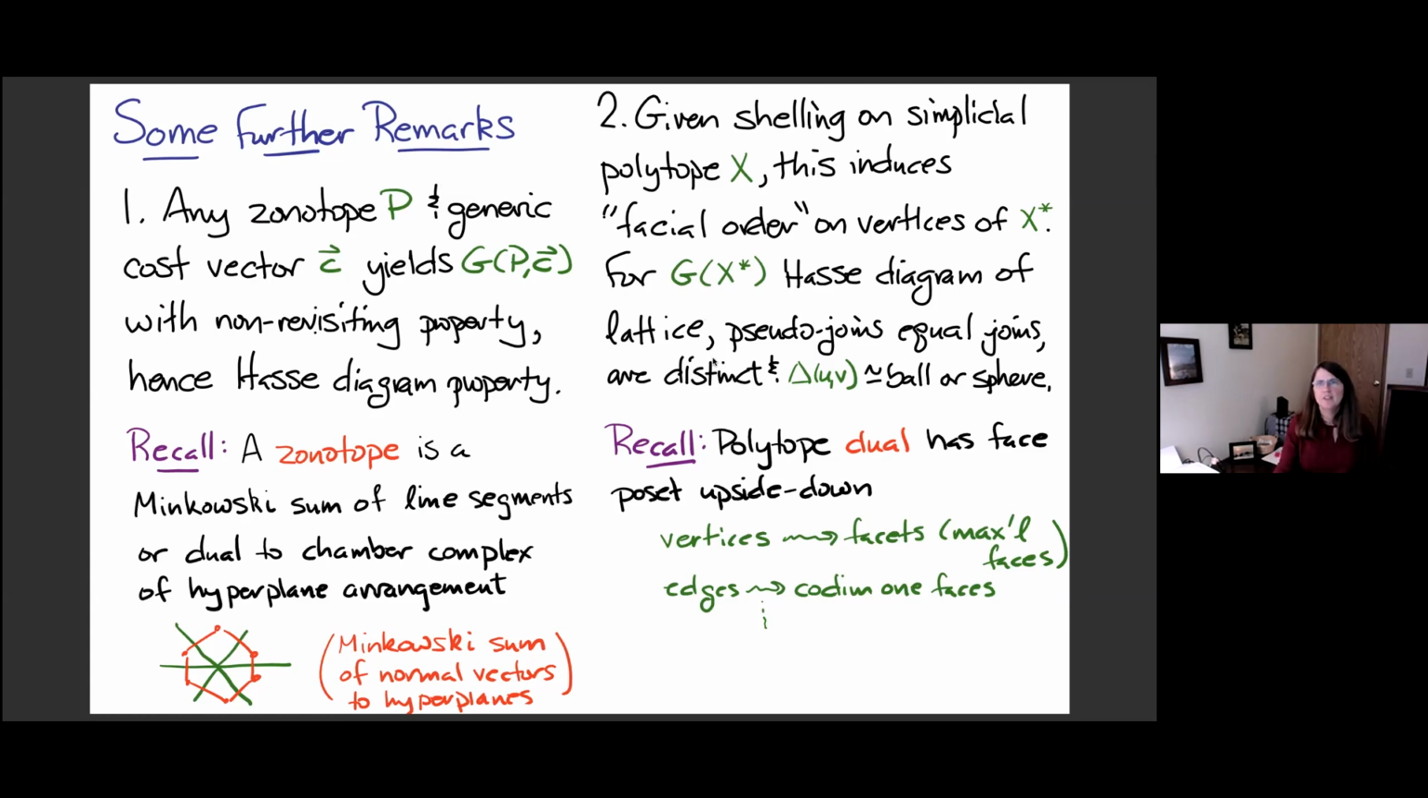Vic Reiner suggested to me working in a slightly more general setting than just the cost vectors, that you could use something called facial orders. I won't talk about that, but in my paper, I say a little more about that level of generality.